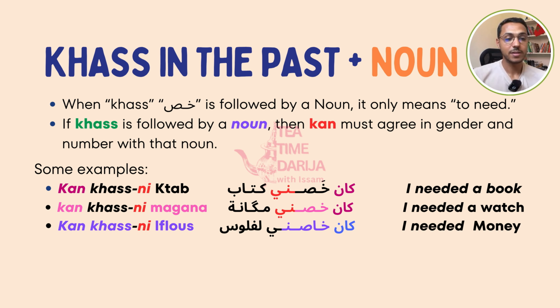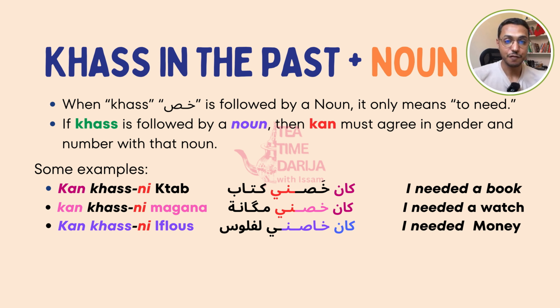Okay, so you can say كان خاصني كتاب. I needed a book. كان خاصني كتاب. Okay, or كان خاصني مكانة. I needed a watch. Okay, look, earlier we said كانت خاصاني مكانة. Here we are saying كان خاصني مكانة. Same meaning, okay? No problem.